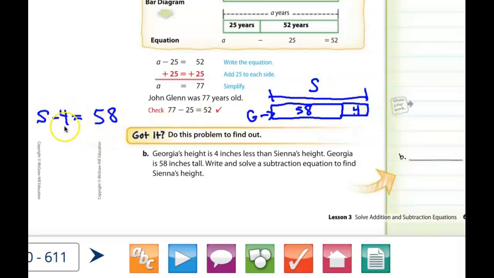Okay, so S minus 4, if we have S and we take away 4, it's going to equal 58. So now we have to try to isolate the S, and this time I put the S on the left side. It doesn't matter because both of these expressions are equivalent to each other. So how do we get S by itself? So down here I want to have S by itself. So if we have minus 4 here, what do we have to do? Go ahead and answer that for me.